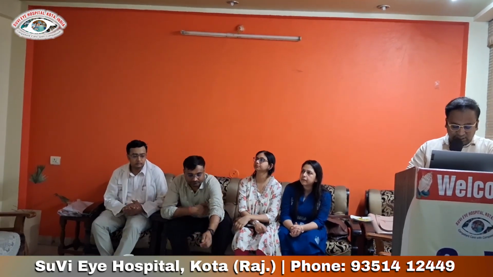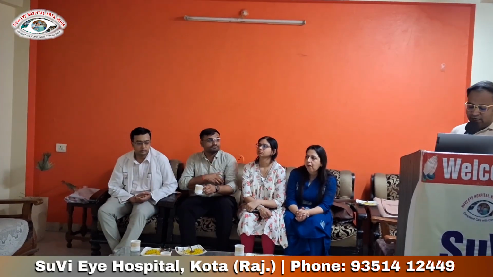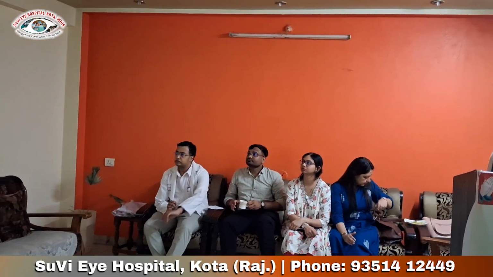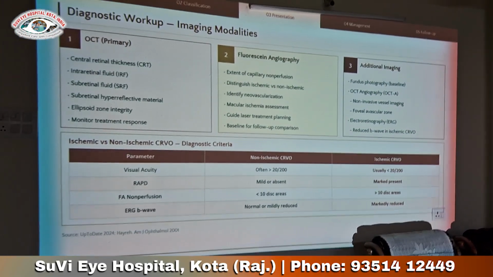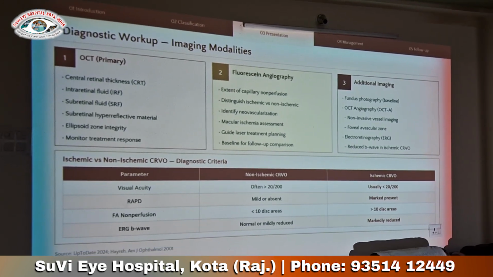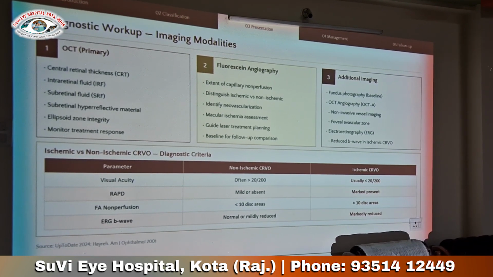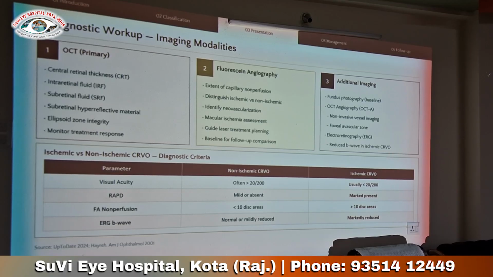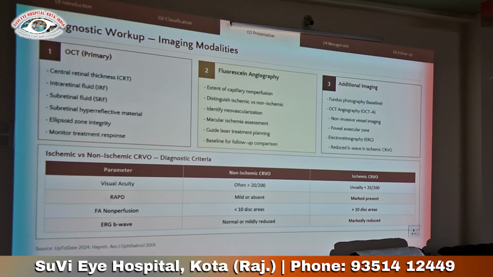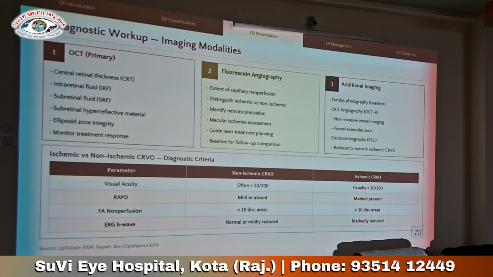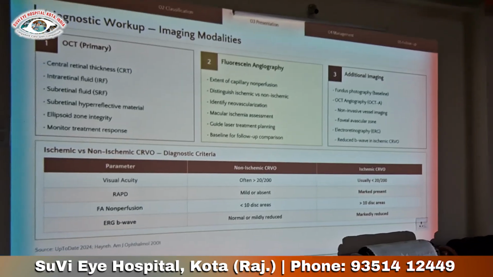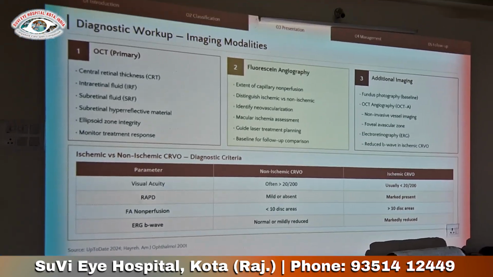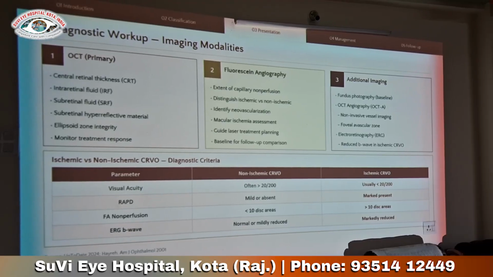Now, the other investigation is FFA. FFA would show delayed filling in the venous phase, and retinal veins would appear dilated. Why do we do FFA? To look for macular ischemia, to evaluate the extent of capillary non-perfusion, and also to differentiate between neovascularization and collaterals. Additional imaging which we would do would be OCT angiography and ERG.